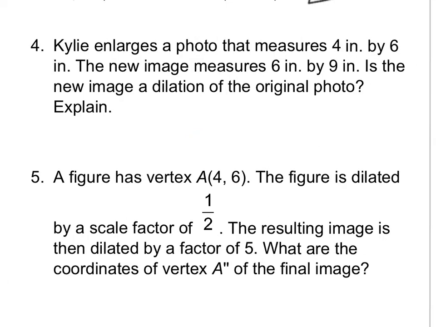On problem number 4, they're asking us if our shape here is a dilation. So Kylie took a photo that measured 4 by 6, and supposedly she enlarged it to 6 by 9. But we're trying to find out if this is a dilation. It would help here if we draw a picture. So as you can see here, Kylie first had a picture that was 4 by 6, and supposedly she enlarged it to 6 by 9. But we need to find out if these sides are actually proportional.